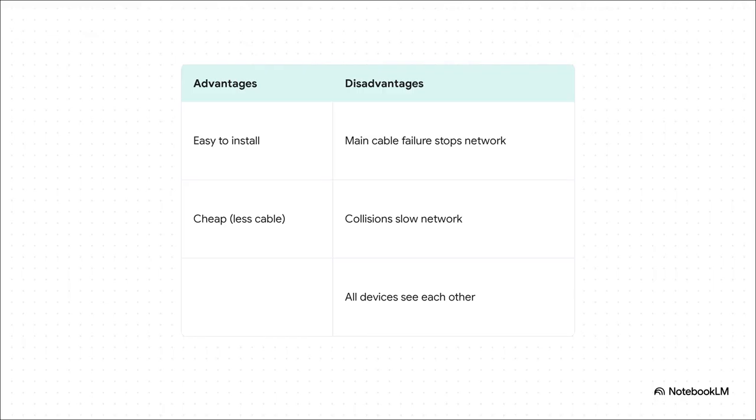So yeah, on the plus side, it's cheap and it's easy to set up. But here is the massive catch, and you can see it right there in the disadvantages. It all relies on that one main cable. If that cable breaks, anywhere, the entire network just stops working. Kaput. Plus, the more devices you add, the more your data starts to collide, and everything just slows to a crawl.